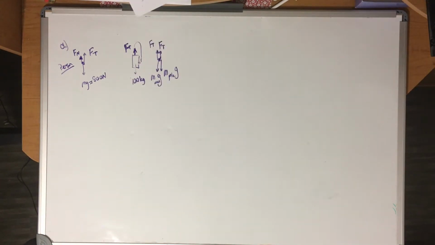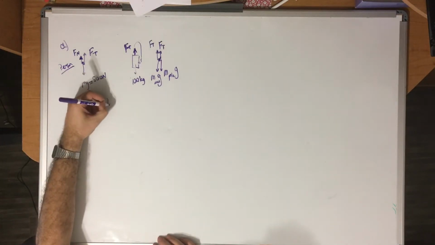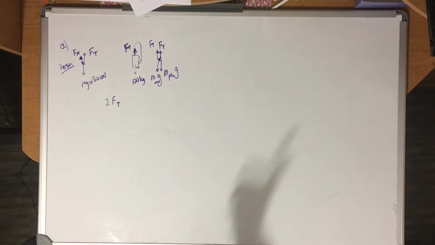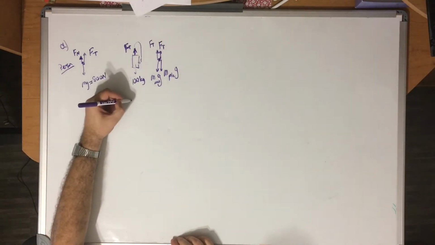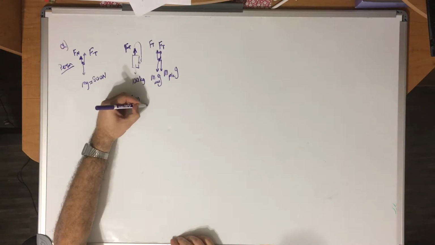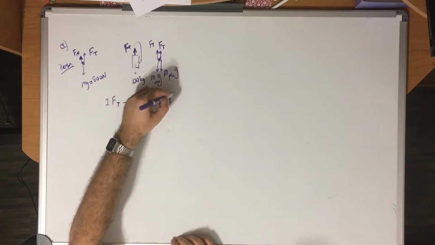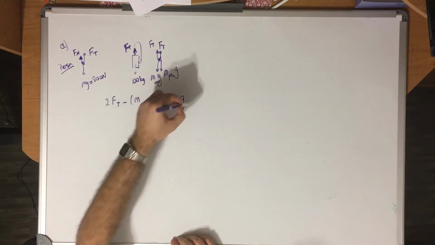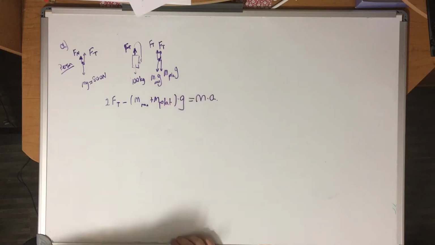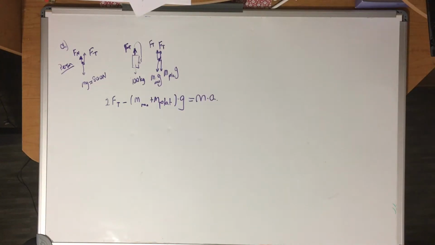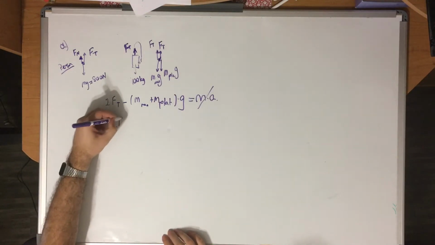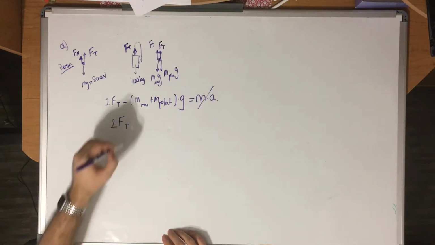Anyways, so the mass of the man times gravity and the mass of the platform times gravity. So basically that is going to be the free body diagram of your system in this case. Once you have that free body diagram, you're going to have 2 times Ft going up, and then the mass of the man plus the mass of the platform times g, and that is going to be equal to mass times acceleration. And they say this system is at rest. That means no acceleration.